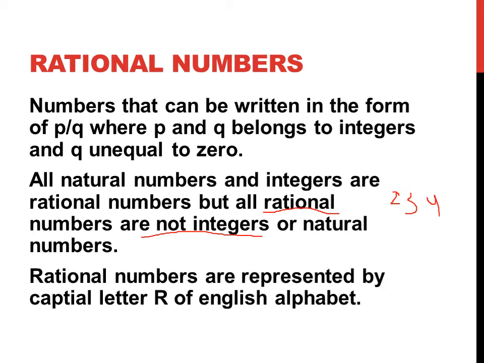So what is the rational numbers? Rational numbers are the numbers that can be written in the form of p by q, where p and q belong to the integers and q is unequal to 0. This is the definition of the rational number. I am going to explain it in Hindi also.